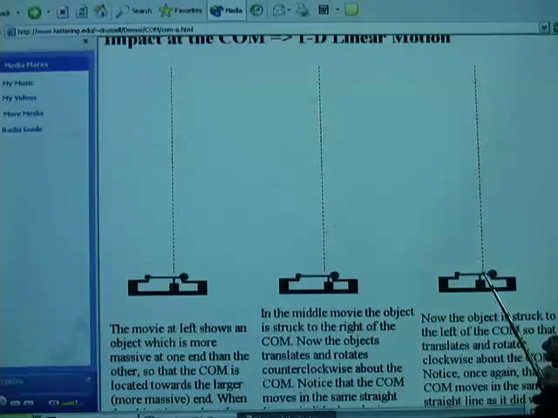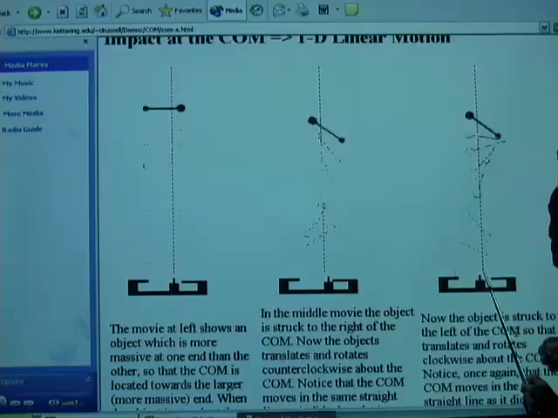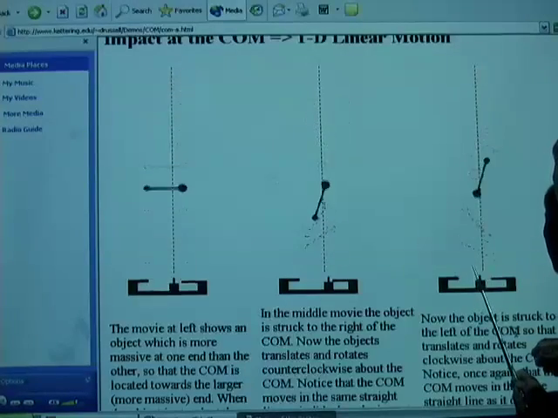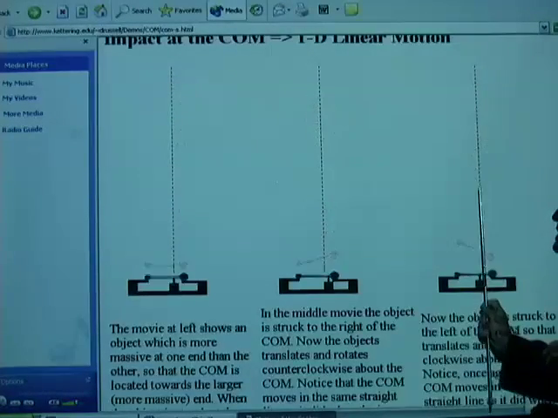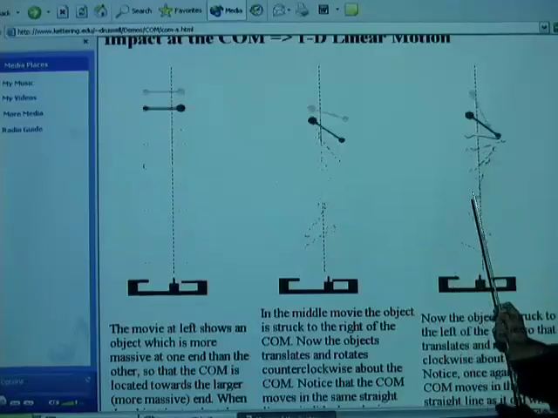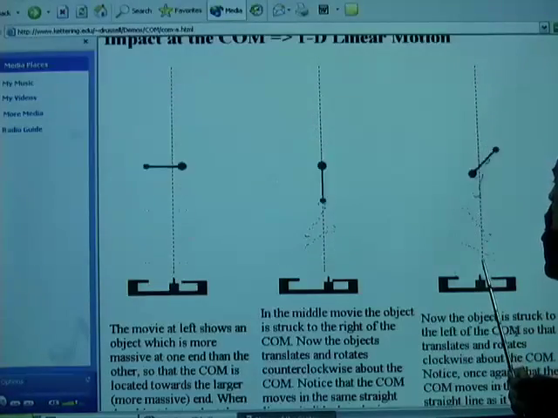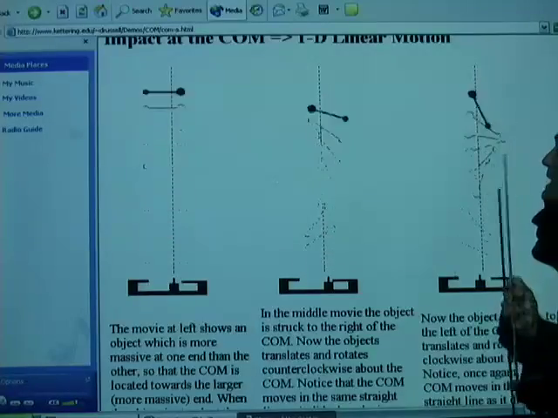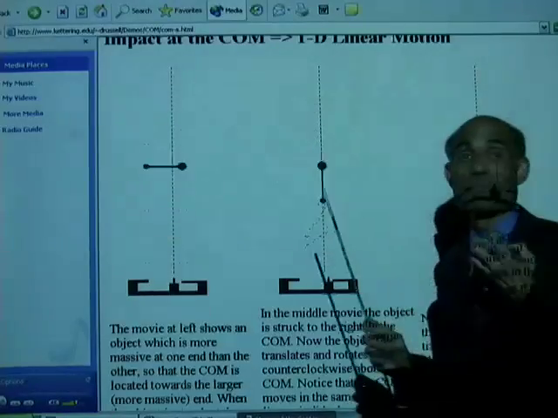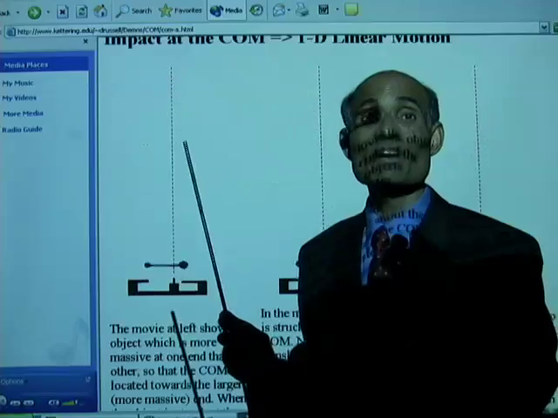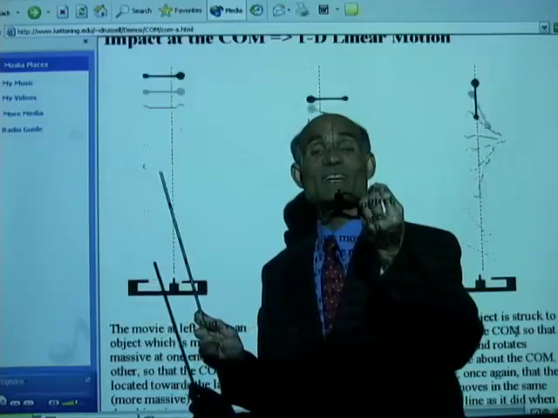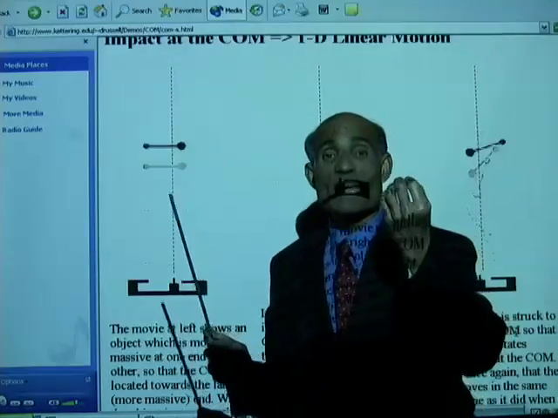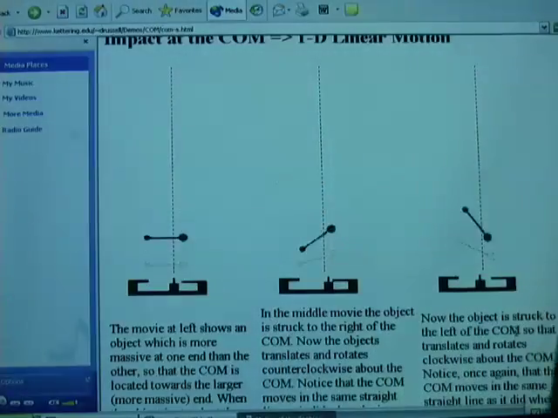Similarly, in the third case, the object is projected from a point to the right of the center of mass. Again, it tumbles the other way, but again, the motion of the center of mass remains exactly the same. The motion of the center of mass can be approximated as the motion of a point particle.